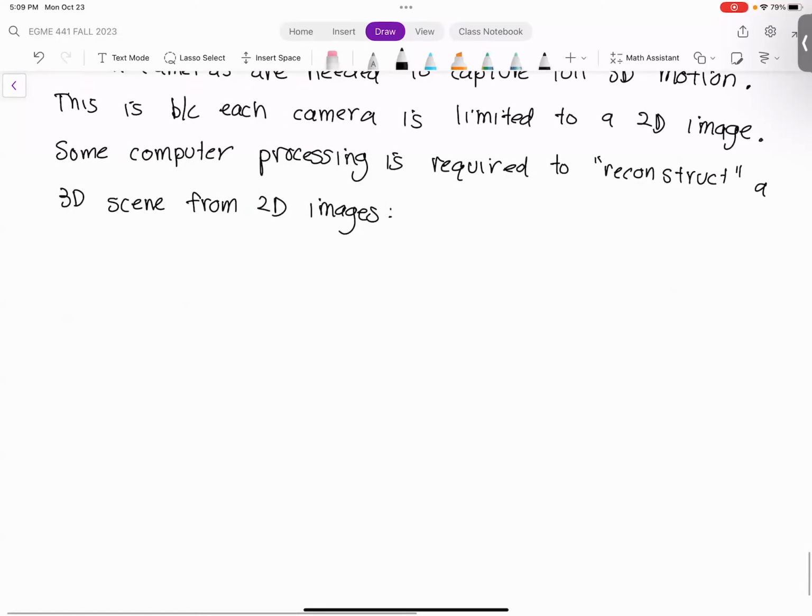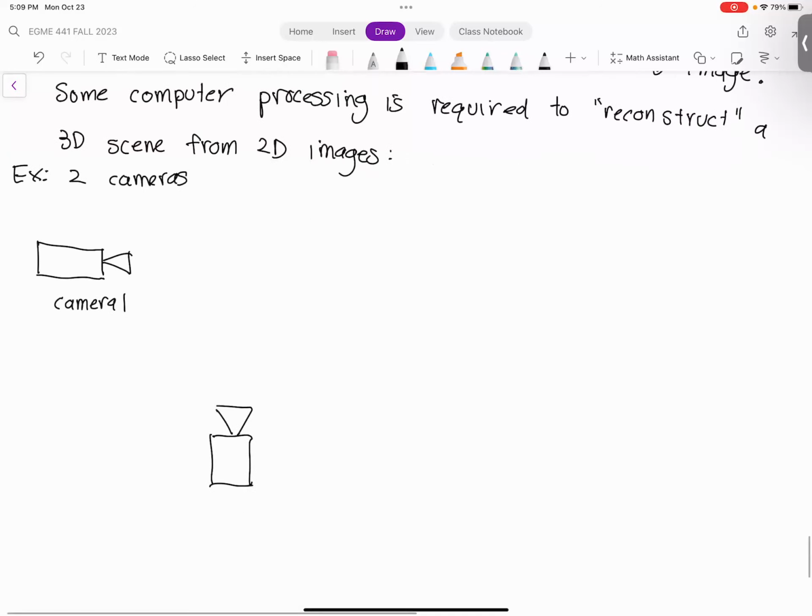So let's do a very simple example. Let's look at a 2-camera setup. Okay. So we'll call this one here camera 1. Okay. And we'll say we have another camera that's viewing perpendicular to it from right here. Okay. And so let's say that we have a subject right here, and we're just going to look at the position of one motion capture marker. Okay.